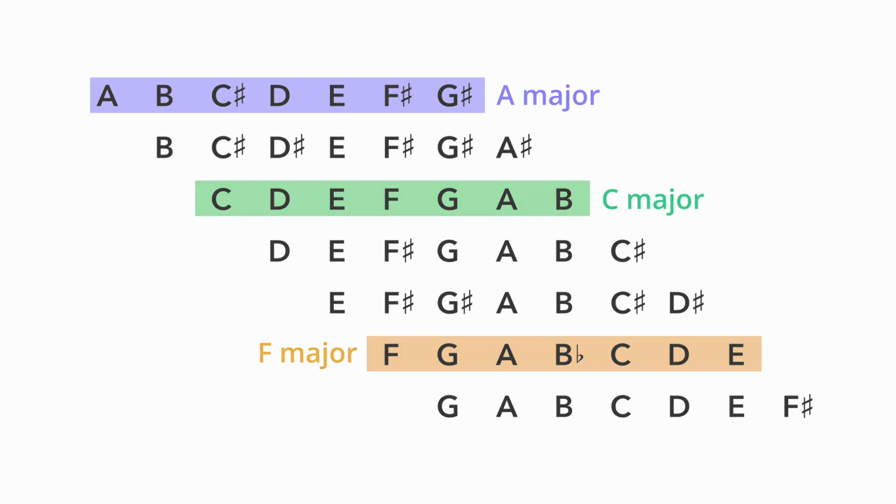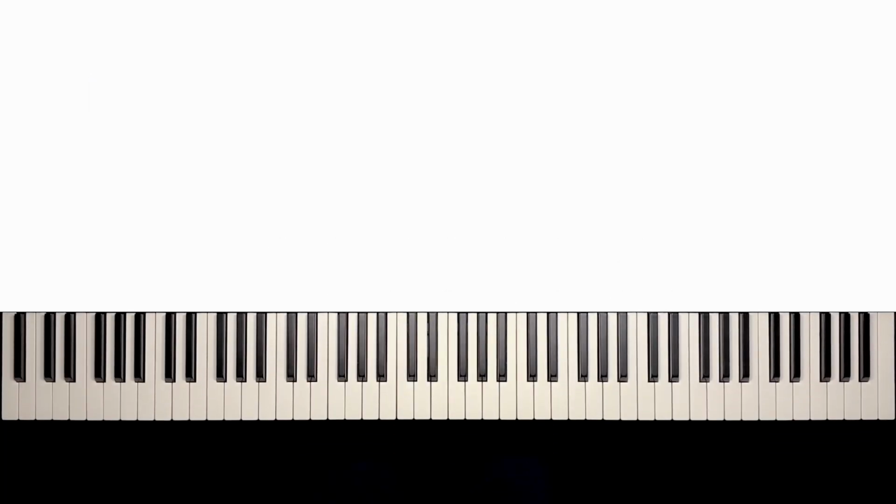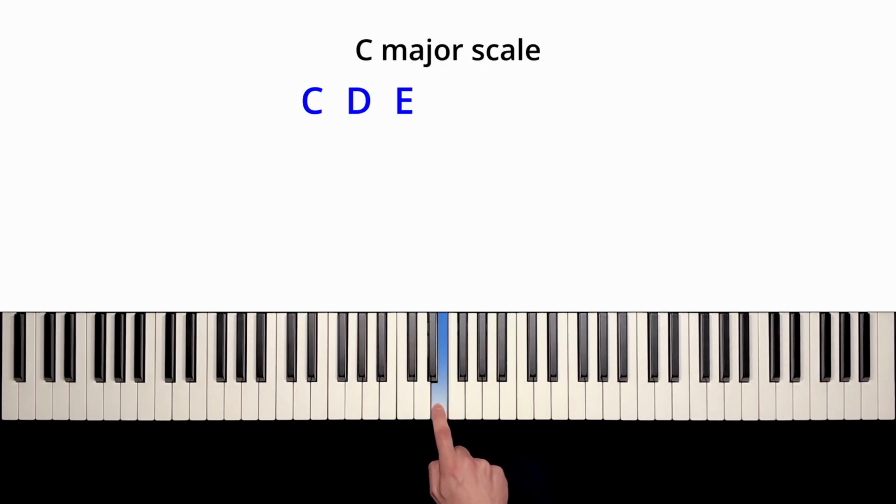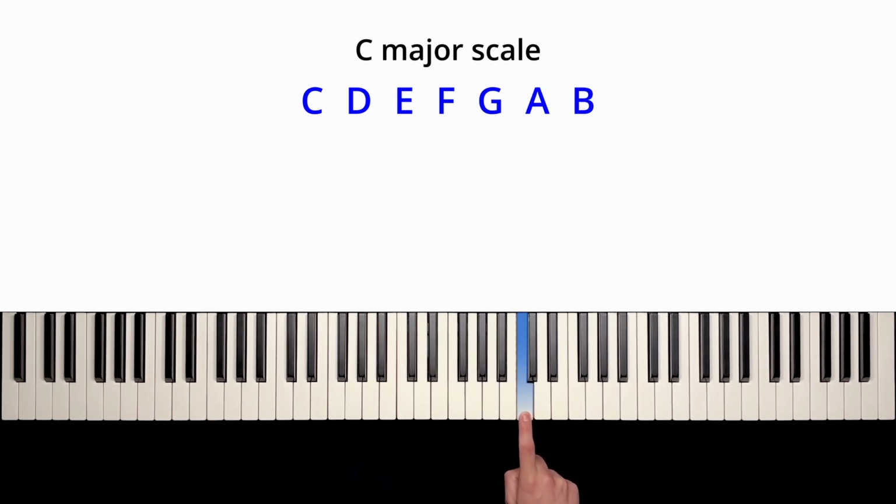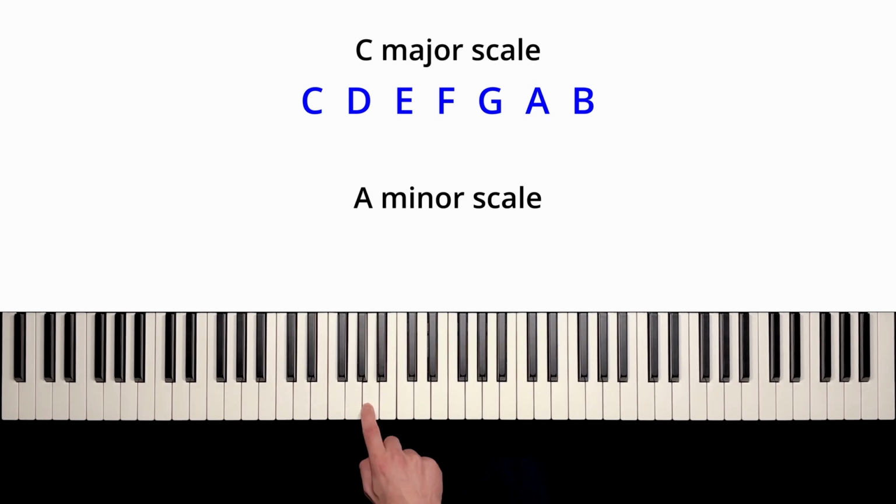Using just the white keys on the piano, we can already play both a major and a minor scale. If we begin on C, that's a C major scale. If we begin on A, we play an A minor scale.